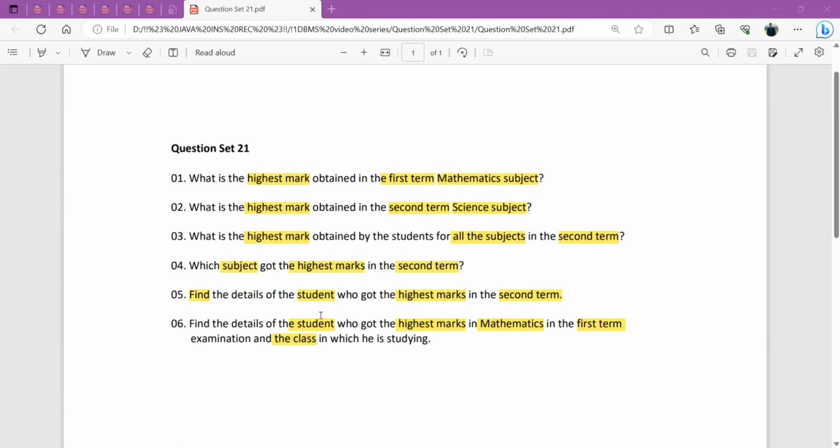Find the details of the student who got the highest marks in mathematics in the first term examination in the class in which he is studying. According to the sixth question, we need to find out the details of the student who got the highest marks in mathematics in the first term, and we need to find out the class in which he is studying. So I'm going to write the query statement for the sixth question.